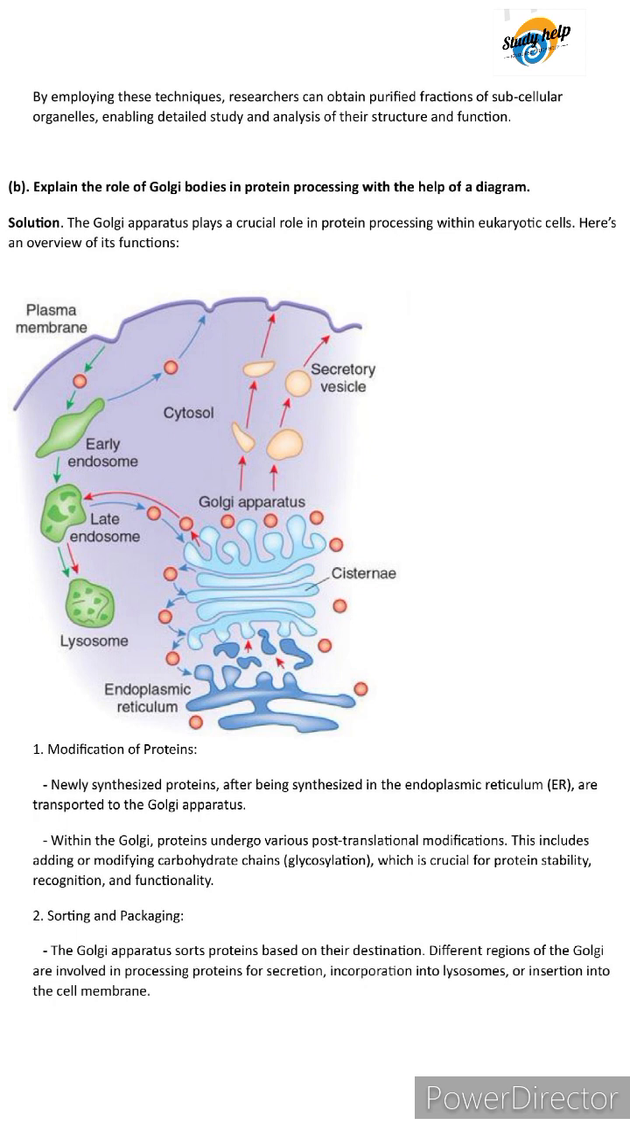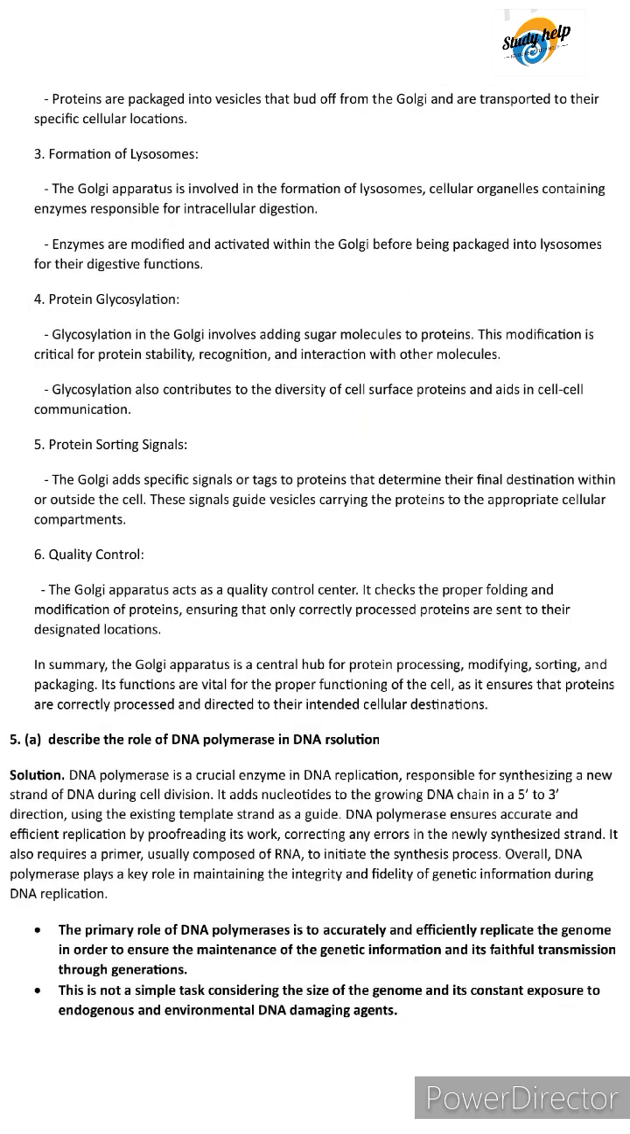2. Sorting and packaging. The Golgi apparatus sorts proteins based on their destination. Different regions of the Golgi are involved in processing proteins for secretion, incorporation into lysosomes, or insertion into the cell membrane.